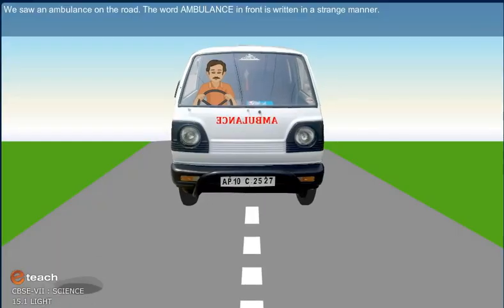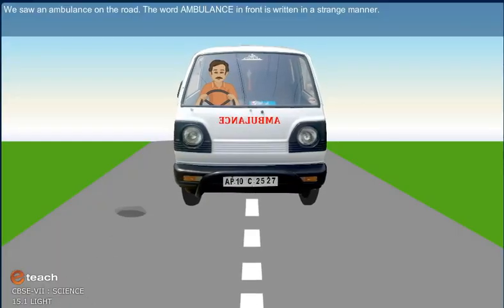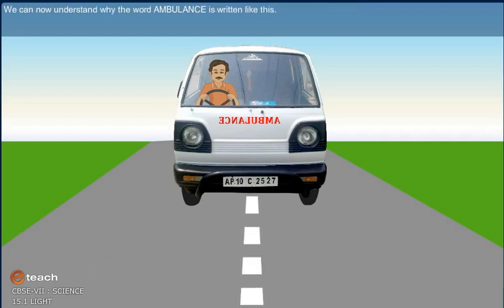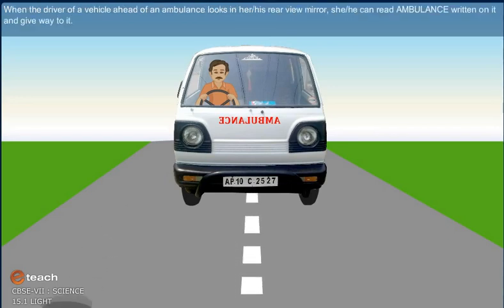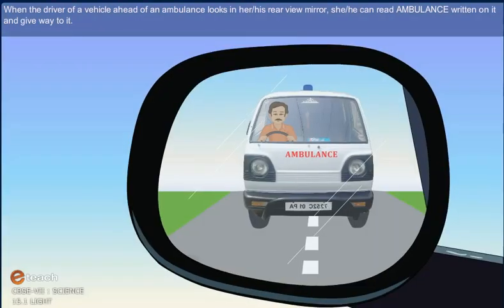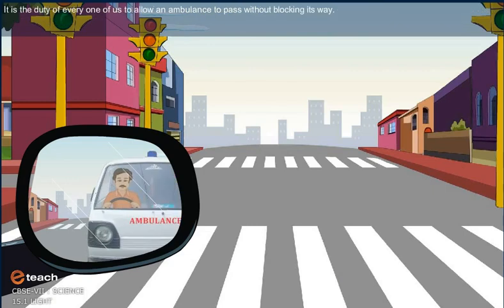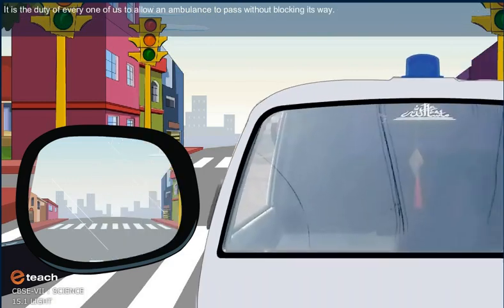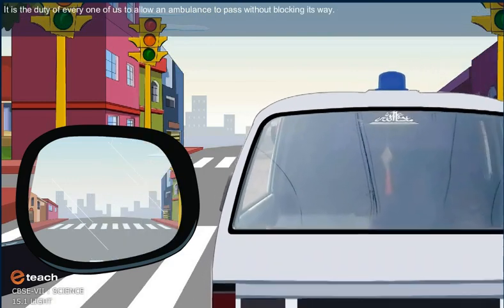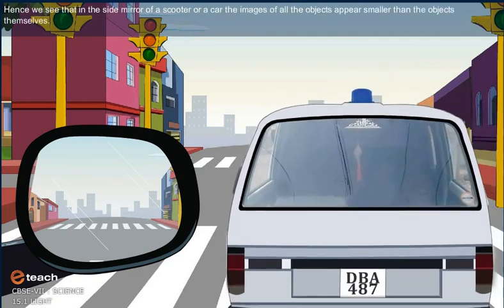We saw an ambulance on the road. The word ambulance in front is written in a strange manner. We can now understand why the word ambulance is written like this. When the driver of a vehicle ahead of an ambulance looks in his or her rear-view mirror, she or he can read ambulance written on it and give way to it. It is the duty of every one of us to allow an ambulance to pass without blocking its way.